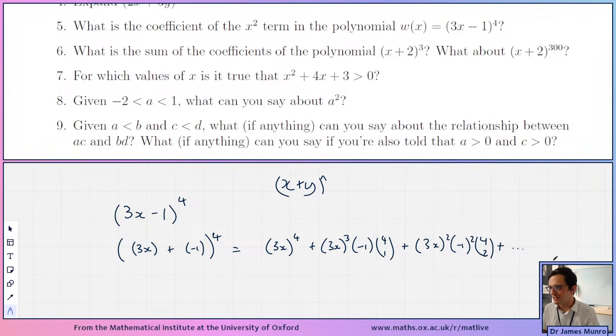And then stop when you get to 0 and 4. And these kind of go 4 and 0, 3 and 1, 2 and 2. Yeah, ascending, descending. Anyway, what was the question? Find the coefficient of x squared. That's going to be this one. So the coefficient of x squared is going to have a 3 squared, a minus 1 squared, and a 4 choose 2. I would accept that as an answer. It's possible to go and work that out. I think it's 54. Cool.